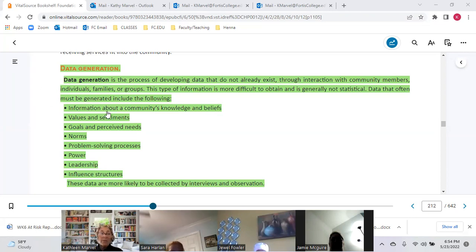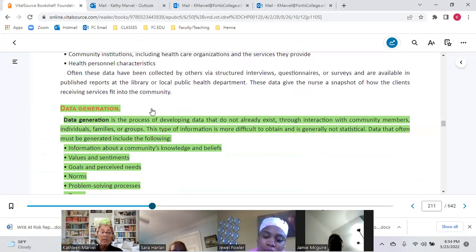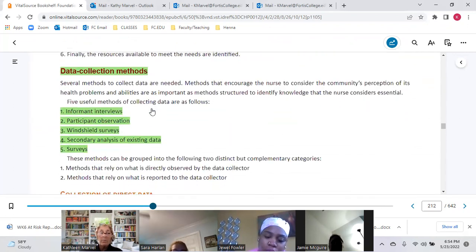So data generation, here's how we get it. How do we get information about communities' knowledge and beliefs? Or as we're gathering information, here is some of the information we may need to gather from the community. What are their values and sentiments, goals, perceived needs, norms? What's the power structure of their community? What's the leadership structure? Okay, so that's the difference between data gathering and data generation. You get that?